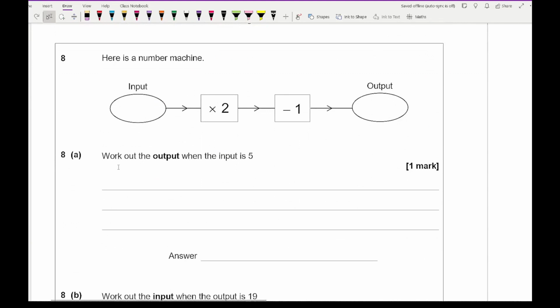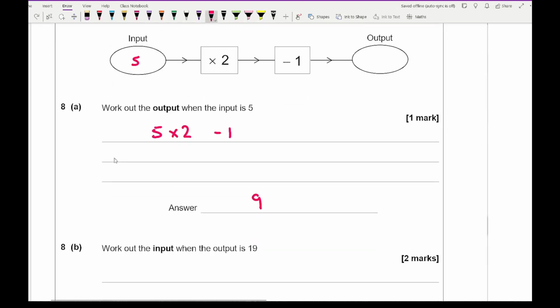Moving on to question 8, it says here is a number machine, and it says work out the output when the input is 5. So if I put 5 here, I'm going to have 5 times 2, which is 10, take away 1, which is 9. Then question 8b says work out the input when the output is 19. So if I'm going in the opposite direction, I need to use the opposite operations. So I'm going to have 19 plus 1 divided by 2. So 19 plus 1 is 20, divided by 2 is 10.